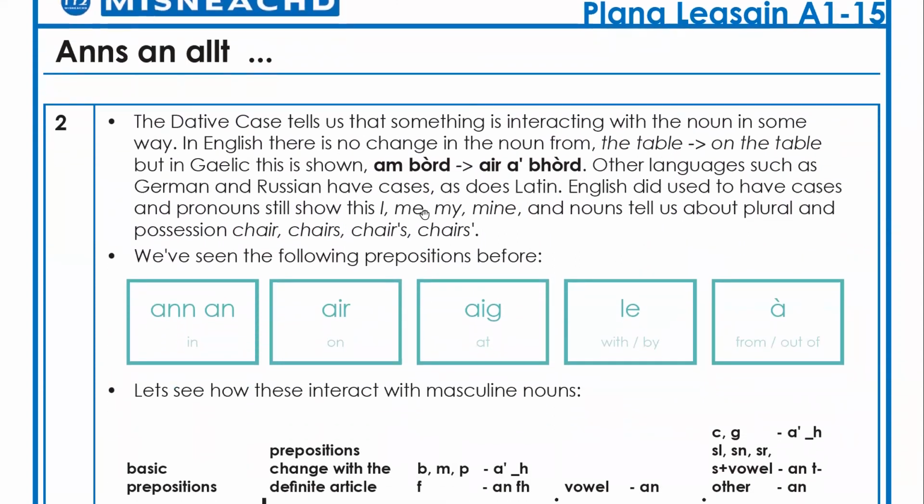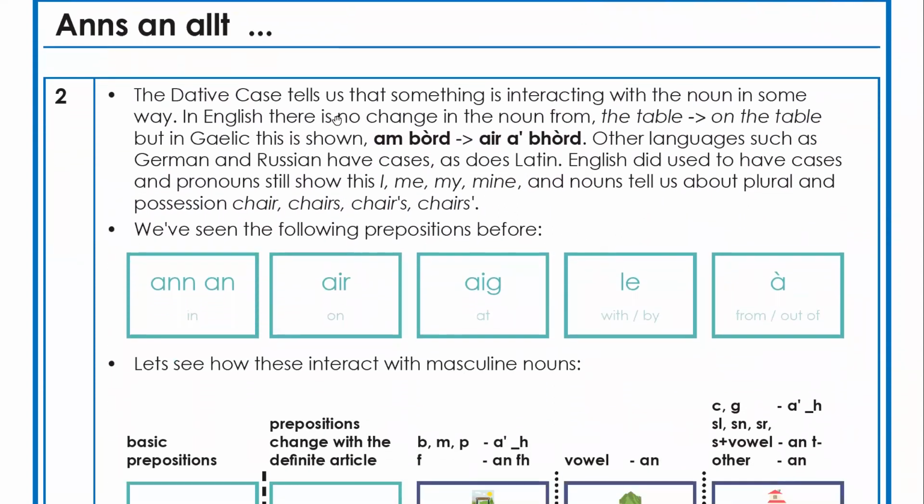So the dative case, which we're going to look at here, tells us that something is interacting with the noun in some way. So in English, there's no change, the table versus on the table. But in Gaelic, this distinction is made. So am borged, id evorged, the table, on the table.